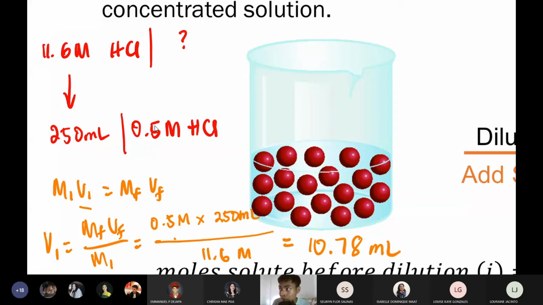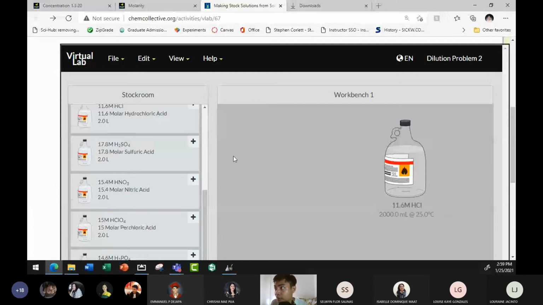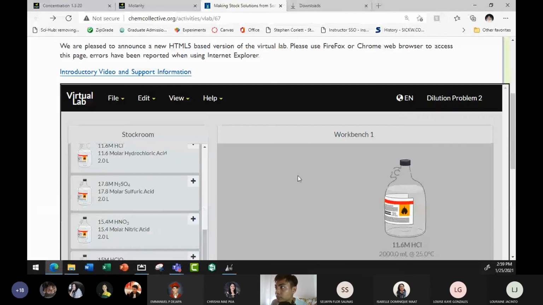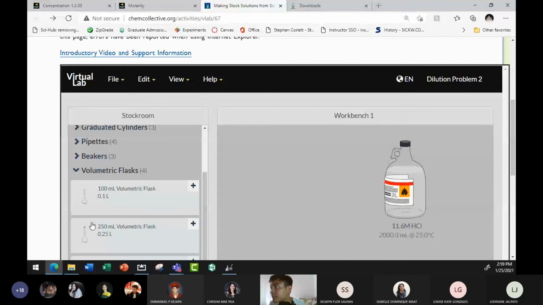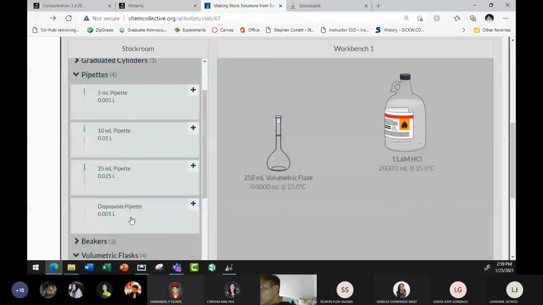Okay? So gagawin natin yan. Kuha lang tayo ng glasswares. Kailangan natin ng vol flask, volumetric flask. Ayan, glassware, vol flask, kuha tayong 250 ml. Pipettes. Okay, kuha tayo pipette.